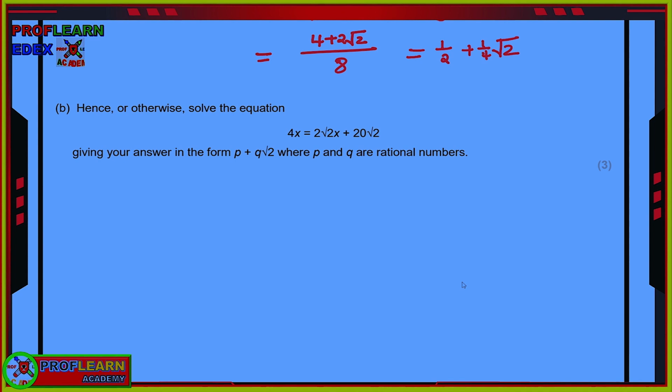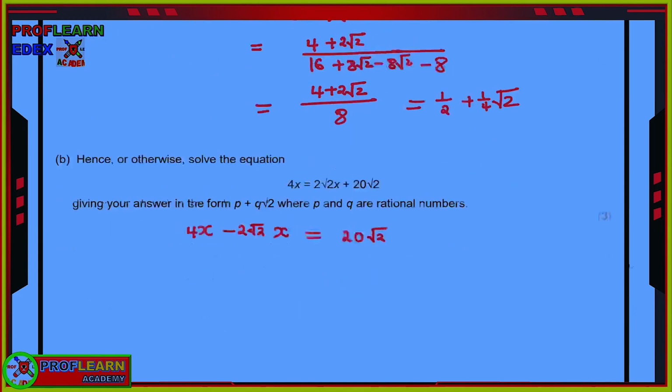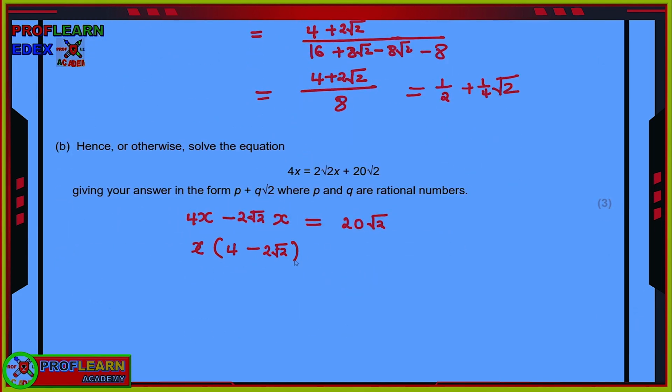So if you look at the expression that was given down here, it means we are going to put the x on one side. We are going to put those terms with x on one side. And when we do that, we are going to factor out x and then divide both sides by 4 minus 2 root 2. And this is exactly what I'm going to get.